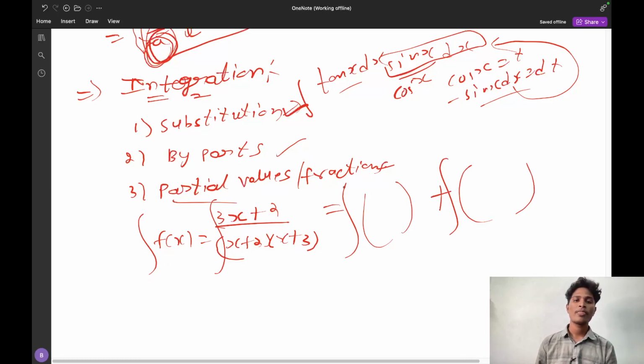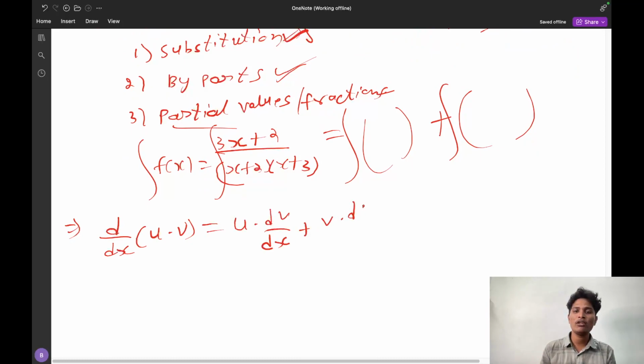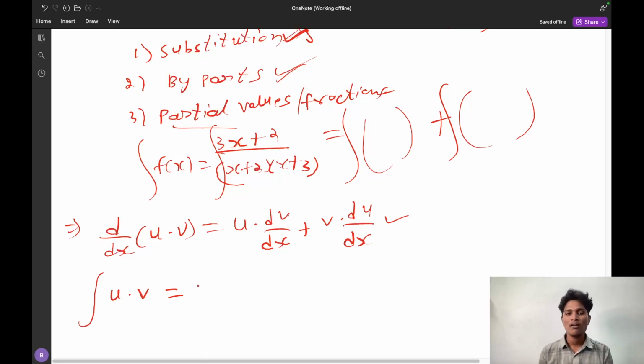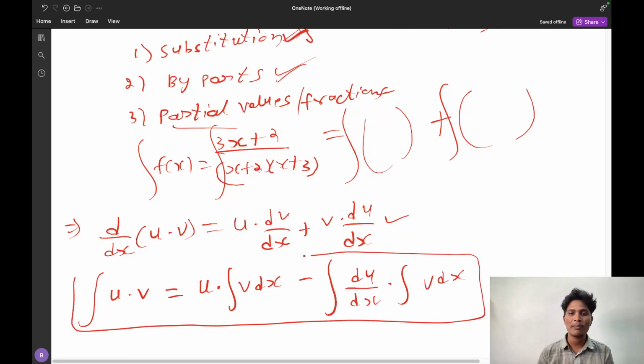And what is by parts? The by parts you have to understand very carefully. In the differentiation, what is the differentiation d by dx of u into v? That is u into dv by dx plus v into du by dx. This is the answer. But what is the integration of u into v? The integration is first function into integration of second function minus integration of differentiation of first function into integration of second function. This is the answer. This is called integration by parts.